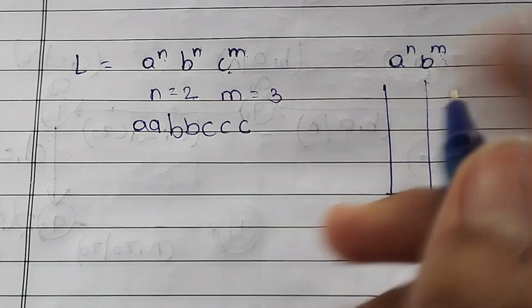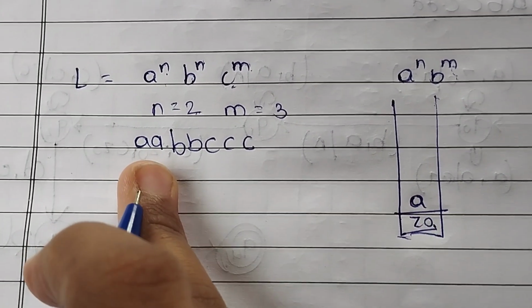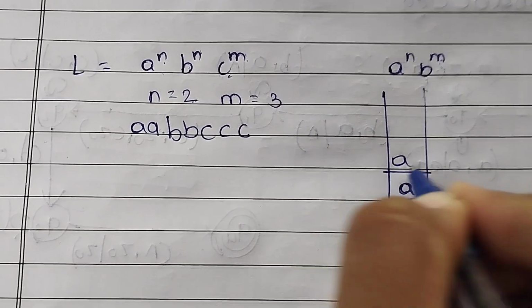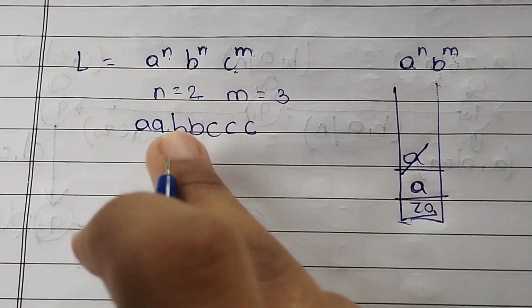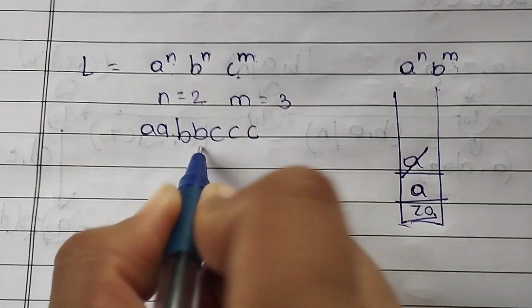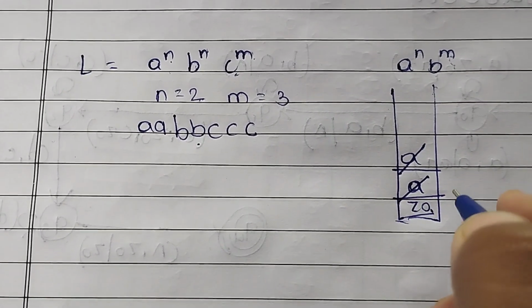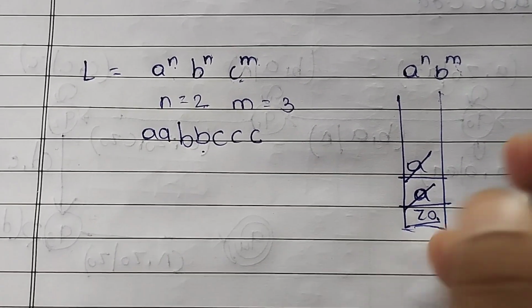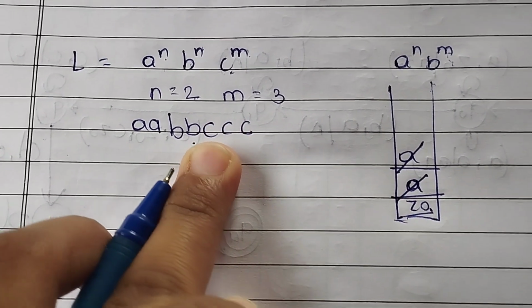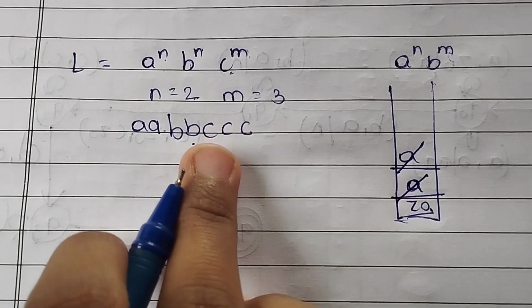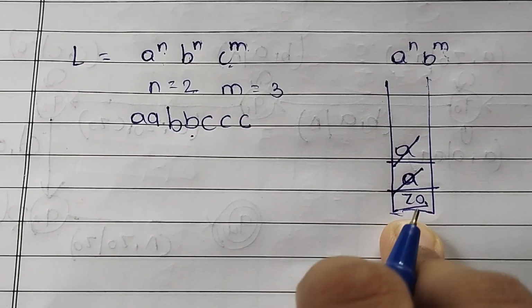Initially Z0 is present. Now we read A, push the A. Again read A, push the A. Then we read B, so pop the A for the first B. Now again we read B, pop the A. Now Z0 is on top. But here we read the C, so we keep Z0 as it is.